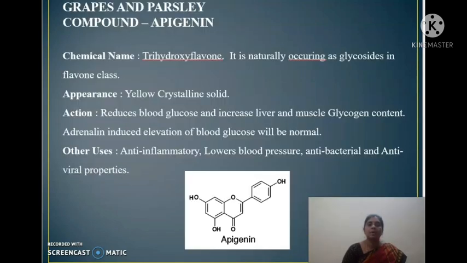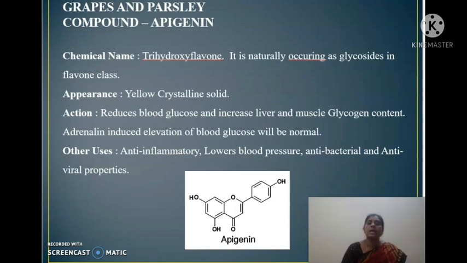Next is grapes and parsley. The compound present in grapes and parsley is apigenin. The chemical name of apigenin is trihydroxyflavone. This is a yellow crystalline substance. It helps to store glucose in the form of glycogen in the liver and muscle, thereby reducing the blood glucose level.